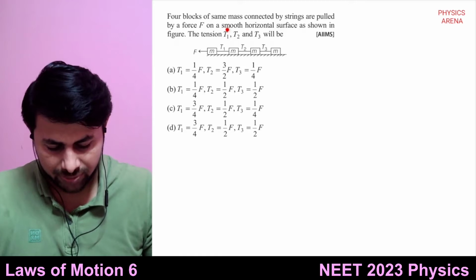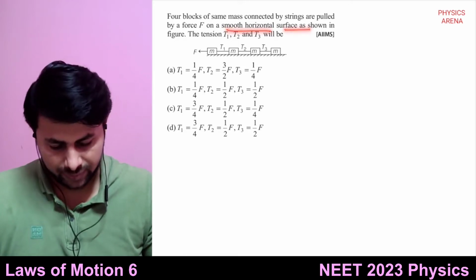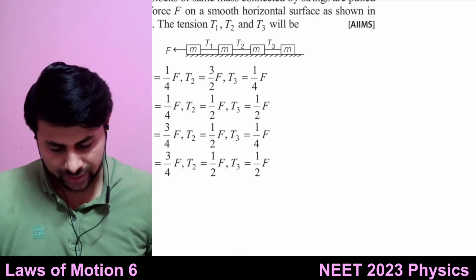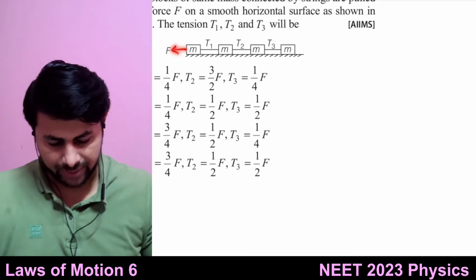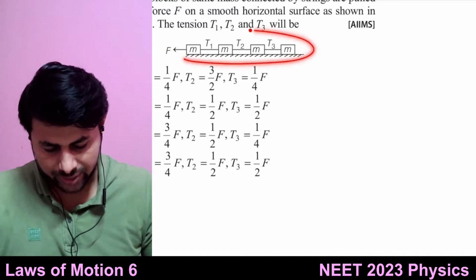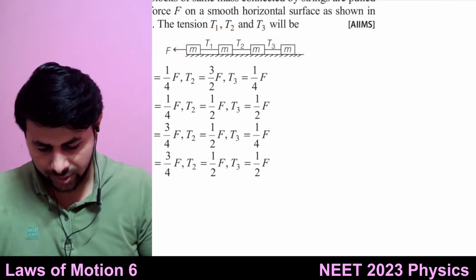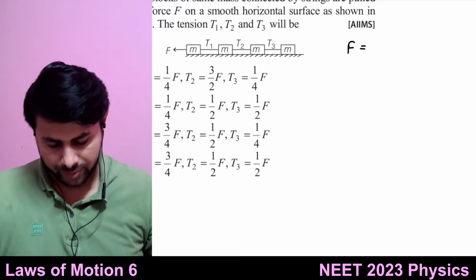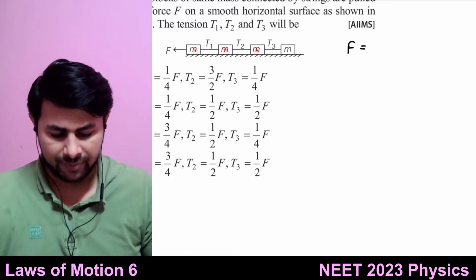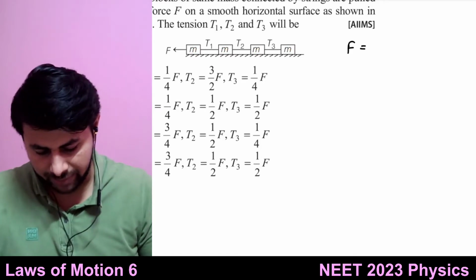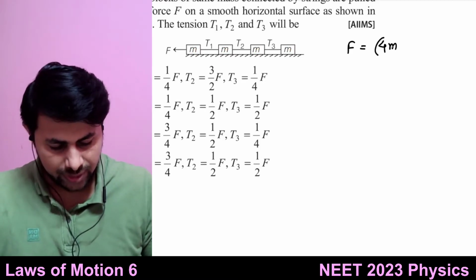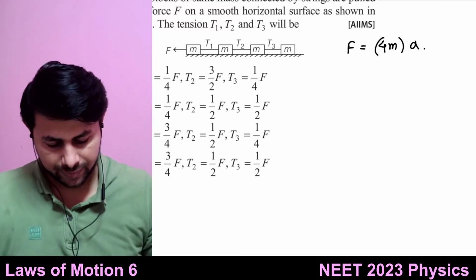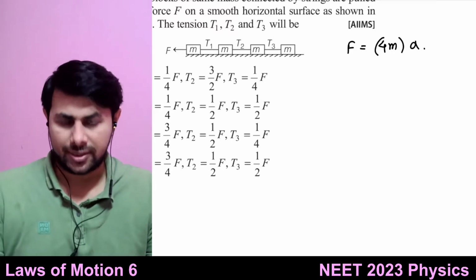Alright, so this is a smooth horizontal surface, that means there is no friction, and if you can see this, there is this force F acting on these four masses. So what can I say? The net force is equal to what? Four masses, m plus m plus m plus m, 4m, the total mass, multiplied by acceleration. Now you can start drawing the free body diagrams.